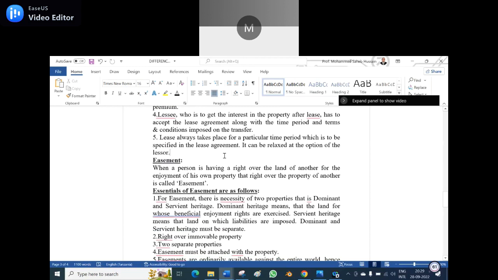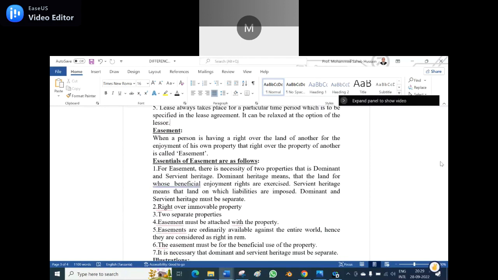Then who is having the high bottom line? Lessor. Who is having the low bottom line? Lessee. Is it clear? Now let us go to the easement. How would the easement be there? When a person is having a right over the land of another for the enjoyment of his own property, the right over the property of another is called easement.